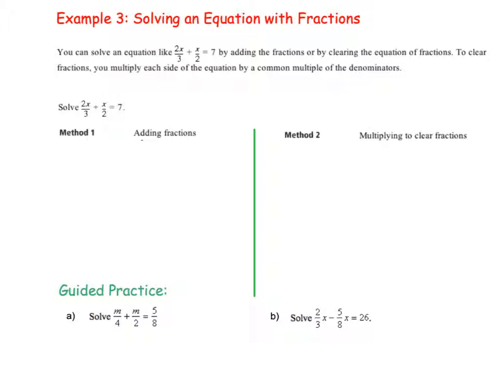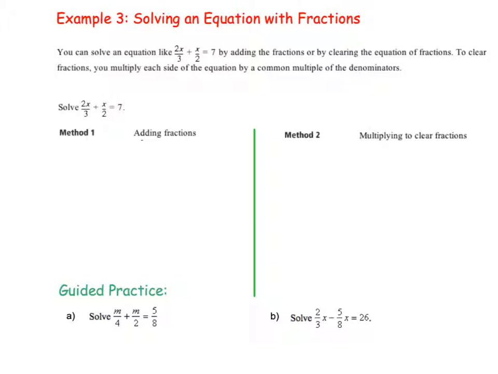And so instead of making your fractions equivalent to 6, you're going to actually multiply that entire thing by 6 on the left side and the right side. So because 6 is my common multiple, I will multiply everything by 6. And this will clear the fractions. Watch what I mean.